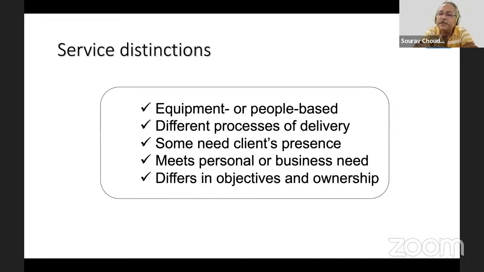Differs in objectives and ownerships. Okay. Differs in objectives. So a service given by an NGO is non-profit service, right? His objective is different. At the same time, a service given by a service garage is profit-oriented service. A service given by a lawyer is to earn. A service given by a dentist is to earn. So it differs in objectives. And of course, ownership also.